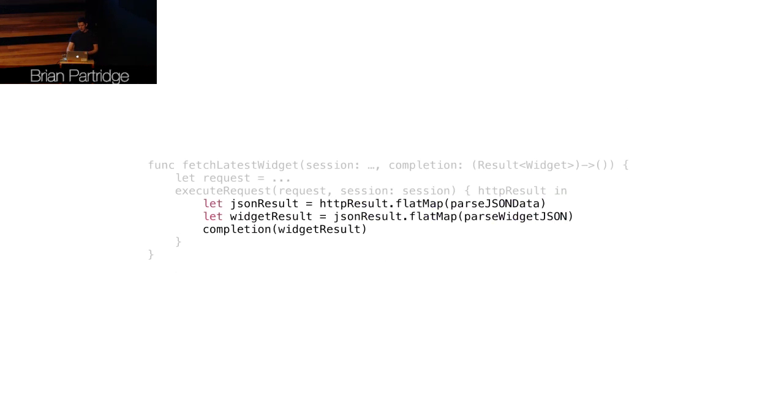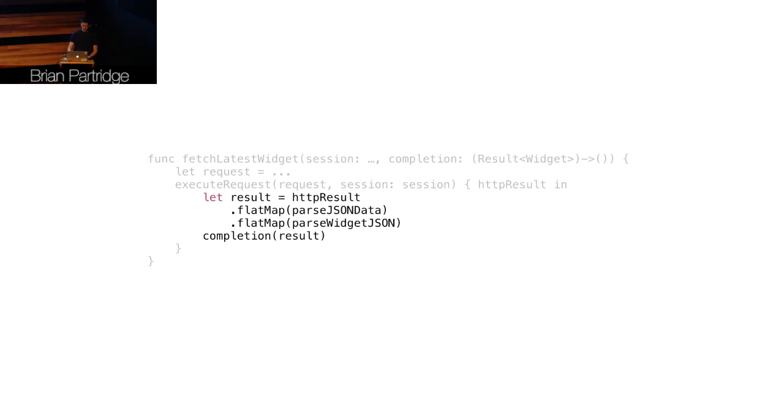The HTTP result is flat mapped into a JSON result, that into a widget result, and the widget result is passed to the caller. This acts like a pipeline and moves the transformed value from one result to another, and the same with the failure. That just keeps moving down the line. We can make this even more concise by just chaining it like this. So one result, flat map, another flat map, and then we store that in a result. And part of this pipelining is that if an operation fails, the error just continues all the way through. To illustrate this, consider this.